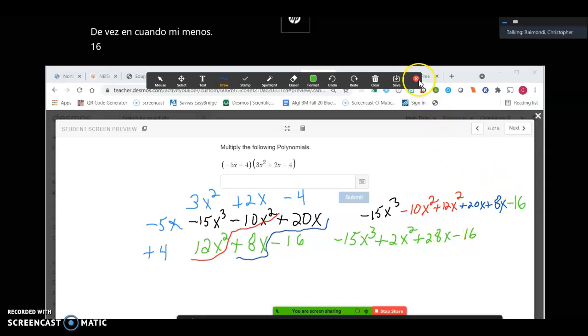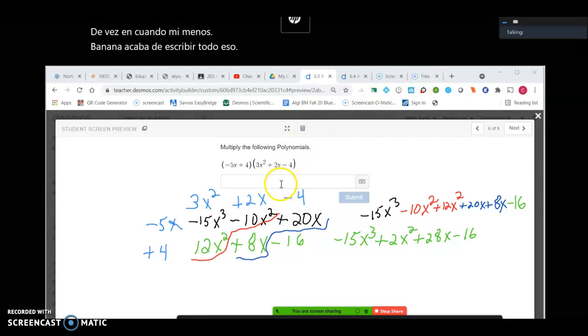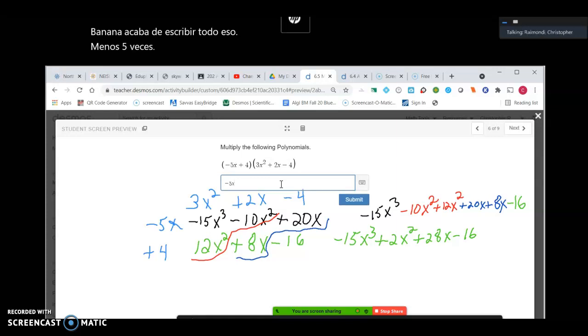And then I just type all that in. Minus 5x. Make sure you put to the third. Plus 2x squared plus 28x minus 16. And that's how you do number 6.